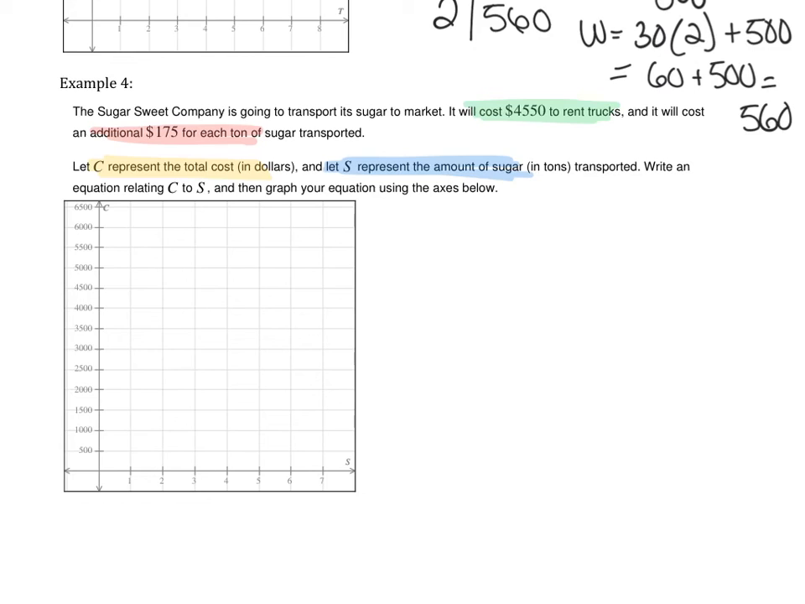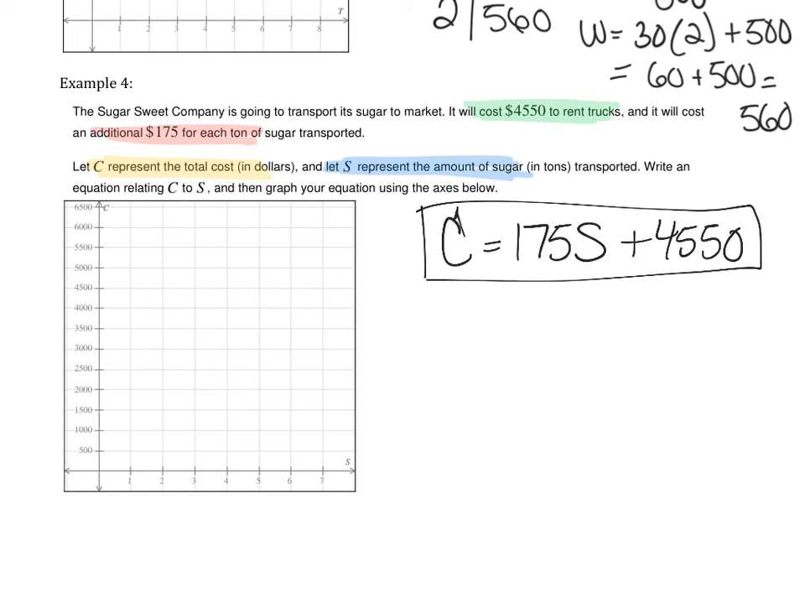So we go to write our equation. C is equal to, the slope is 175, S plus 45.50. Okay, so here's our equation already written, and now we got to plot it. So again, we're going to set up a little t-chart. Since S represents my x, I'm going to put S on this side and C on this side. And I'm just going to use the same points of 0, 2.